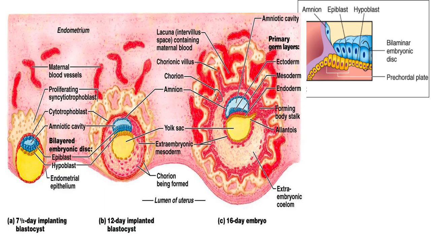In the diagram above on the right top corner, it is just to show you how the epiblast and the hypoblast are sitting down there, and then you have a pre-chordal plate, which is very important, we're going to talk about it in the third week.